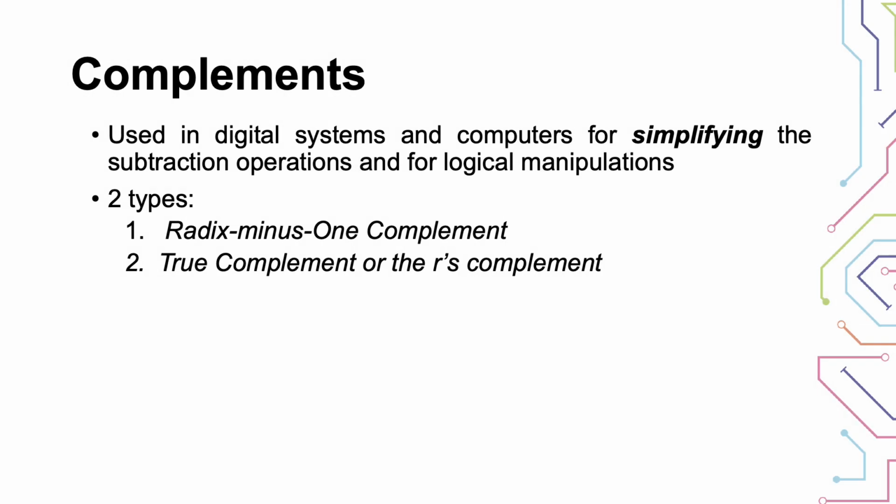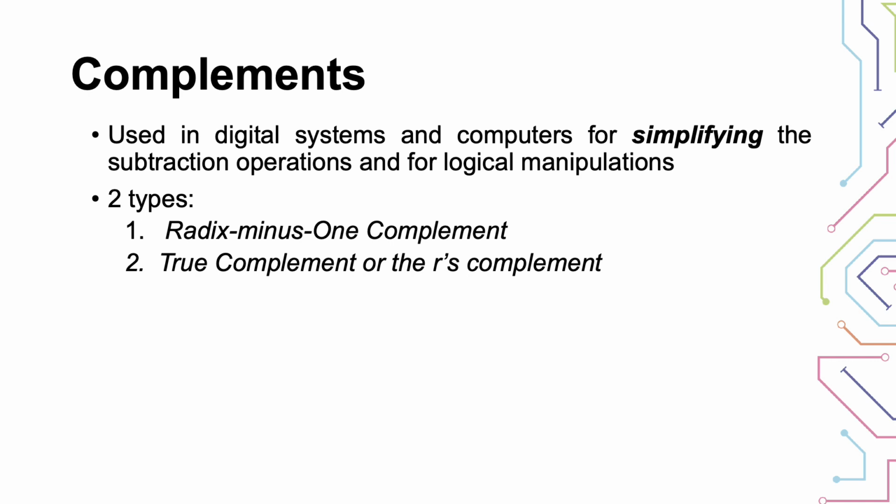So next concept is all about complements. So complement is widely used in digital system, especially for simplifying subtraction operation, kasi nga in logic circuits or in Boolean algebra, there is no such thing as subtraction. Ginagawang complementing yung tawag natin dito. But there are two types of complements. First is the radix minus 1 complement, and the second one is the true complement or the R's complement. So how they differ from each other?